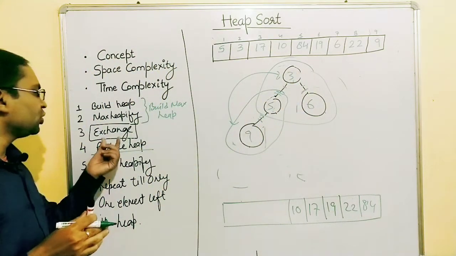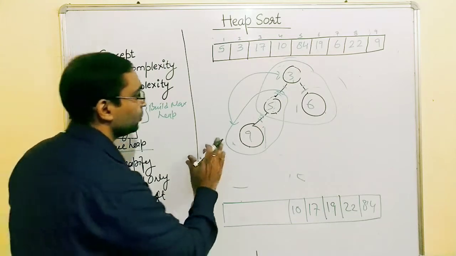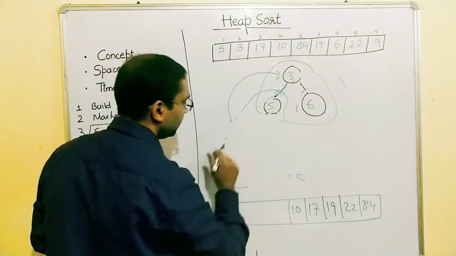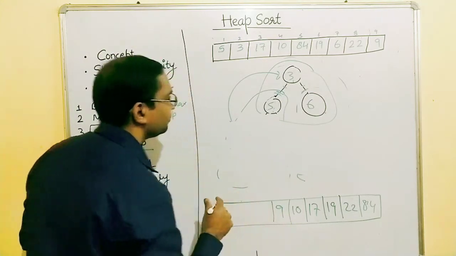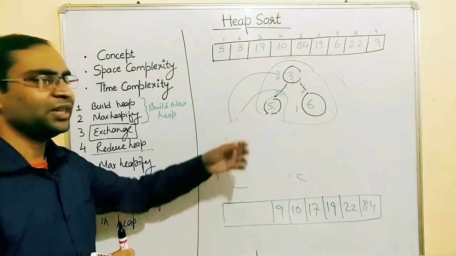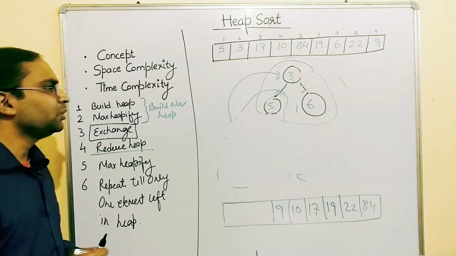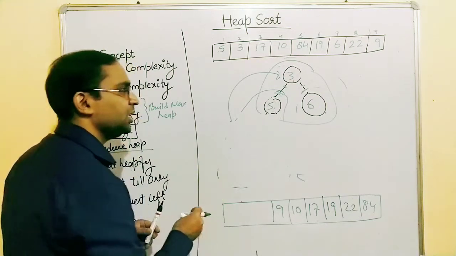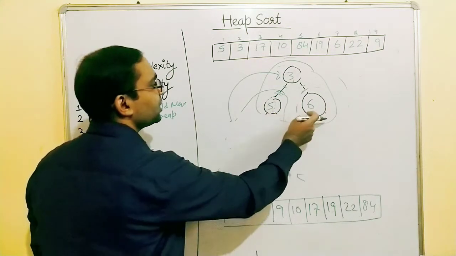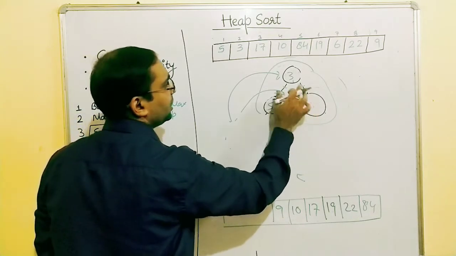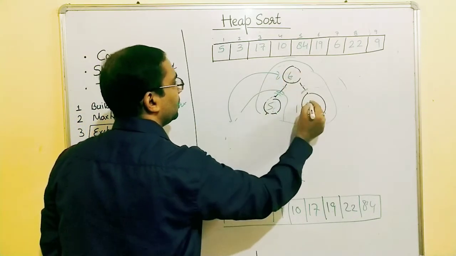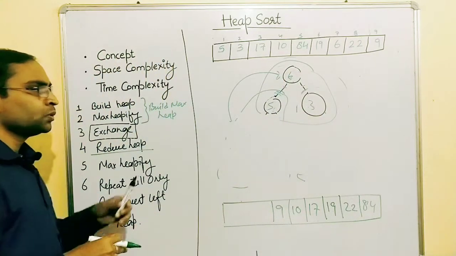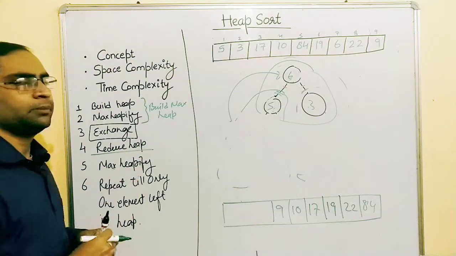And once we have done the exchange, again we need to reduce the heap. So we'll eliminate this 9 from the heap and 9 will come here. So now we are left with a very small heap and we need to perform heapify onto this. Again, we can see that the heapify property is violated. So from 5 and 6, which is larger, 6 is larger, we'll swap 6 and 3. 6 will come up. So now it's a max heap.